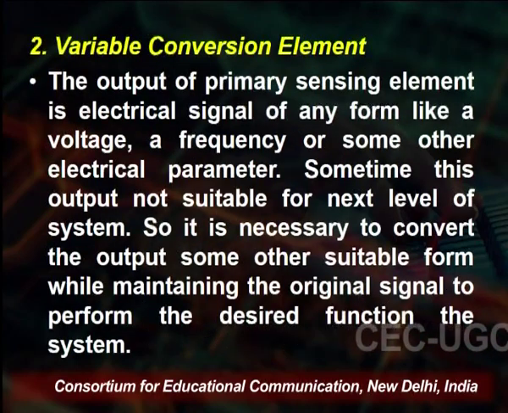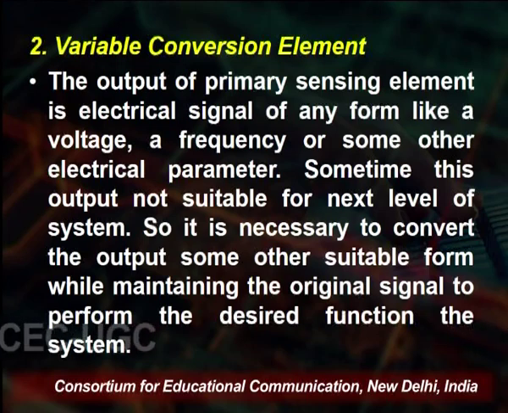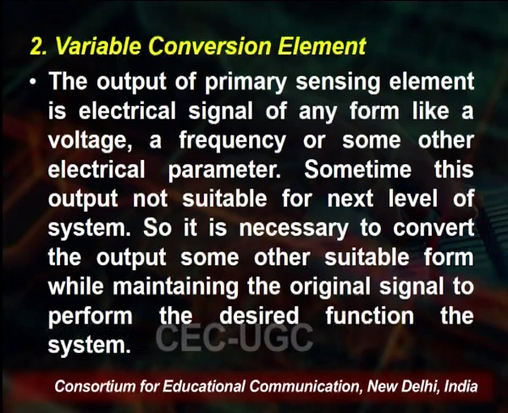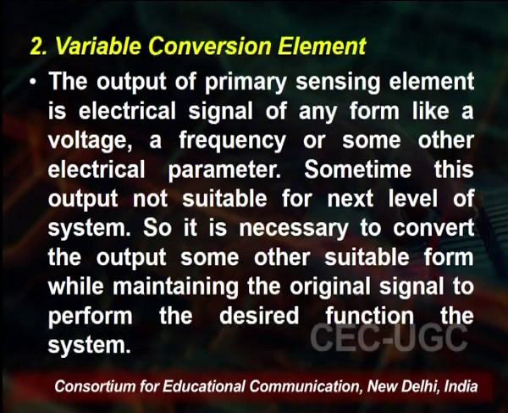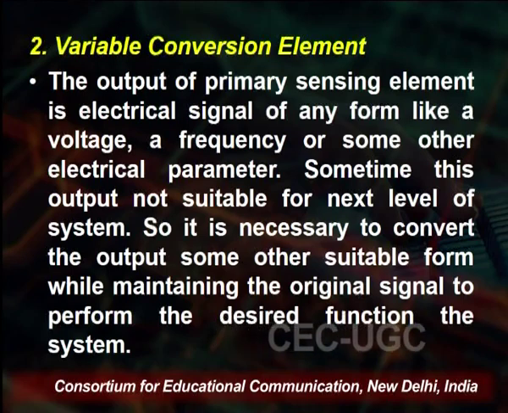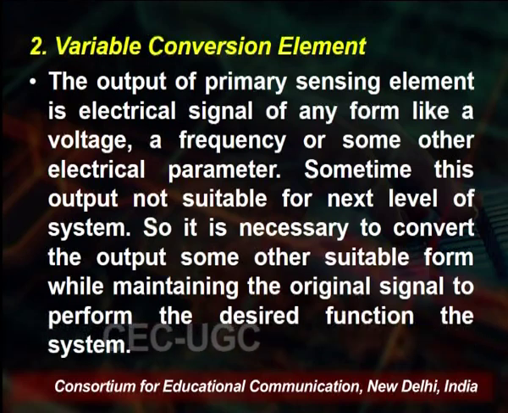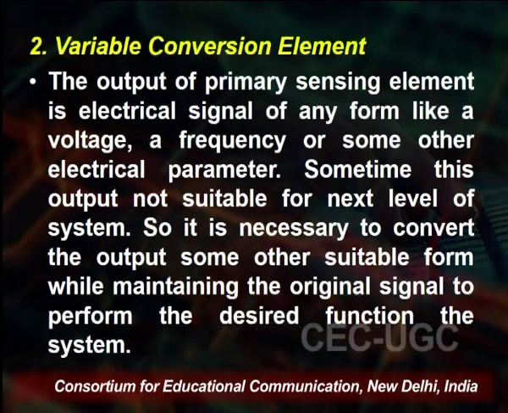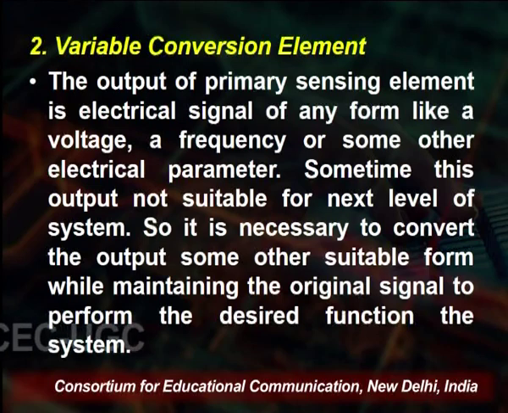Next is the variable conversion element. The output of the primary sensing element is an electrical signal of some form, like voltage, frequency or some other electrical parameter. So the output that we get after conversion through the transducer is an electrical signal. That electrical signal may be of any form, like voltage, frequency, current or any electrical parameter.